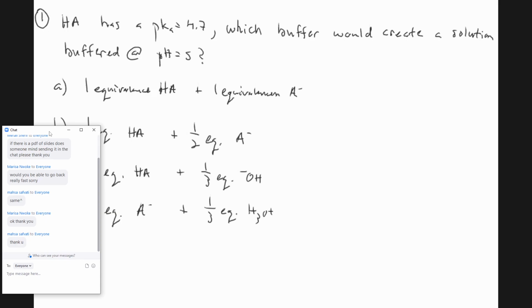So we're using our Henderson-Hasselbalch and trying to find a concentration ratio of conjugate base to acid that will give us our 0.3 difference, right? Because we know pH is 5, pKa is 4.7. The log of conjugate base to acid is 4.7.